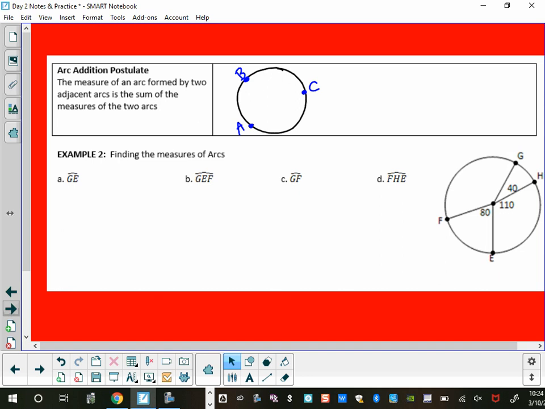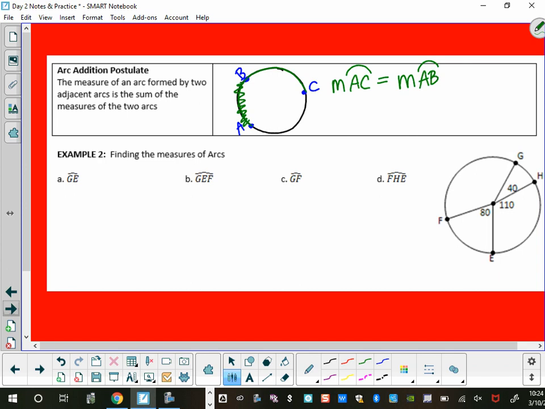Okay, so here's what we would do. If I wanted to find the measure of arc AC, meaning this whole thing right here, what I would do is add the measure of arc AB, which is this first part. I would add this guy. What else would I add? BC. I will also add the measure of arc BC.